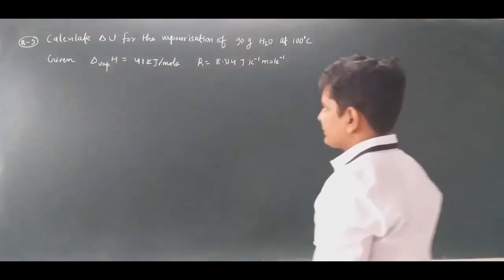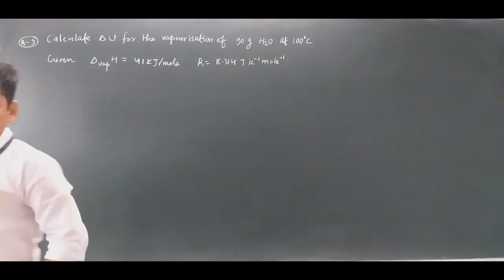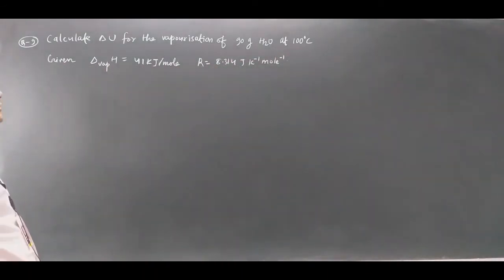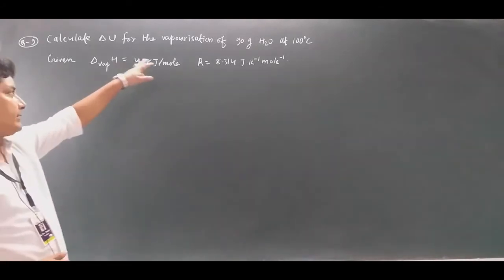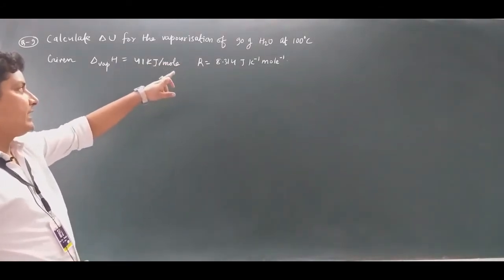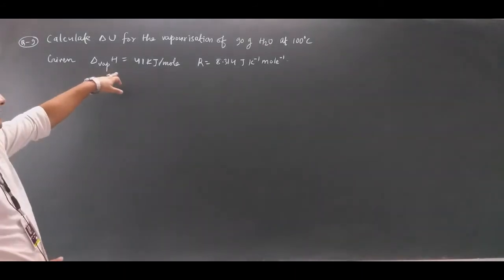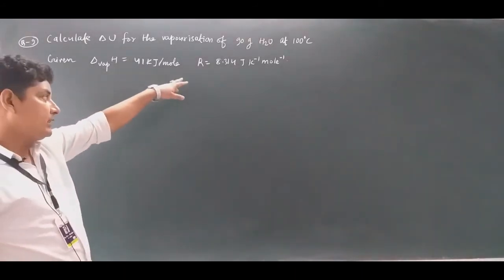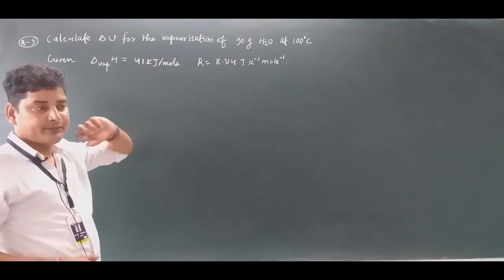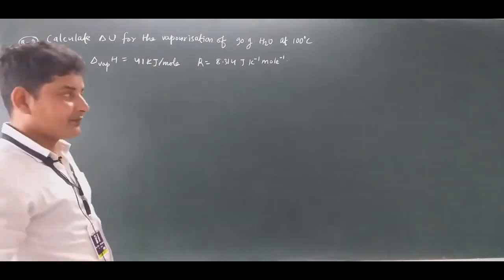Now we have the next question here. The question belongs to the thermodynamics chapter. So the question is: calculate delta U, which means change in internal energy, for the vaporization of 90 gram H2O at 108 degrees C. Given enthalpy of vaporization is 41 kilojoule per mole and the value of R is given here. So we have to find the answer.